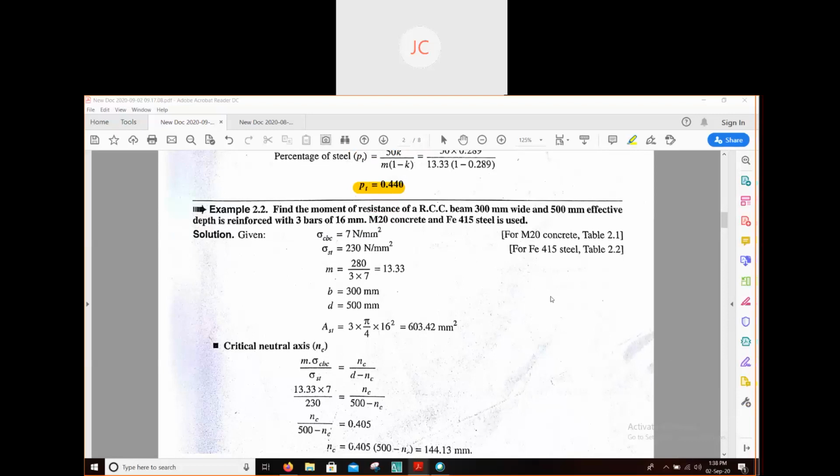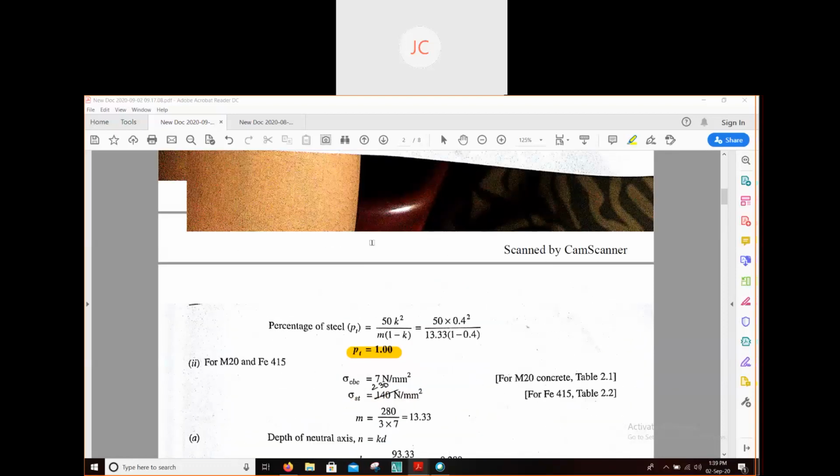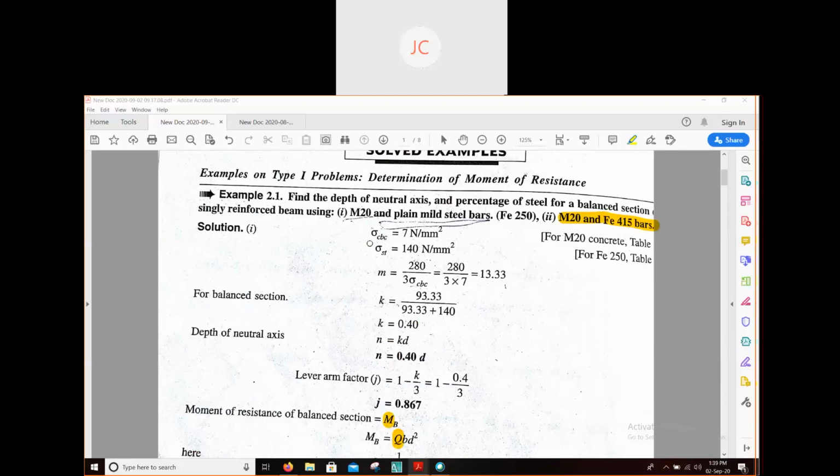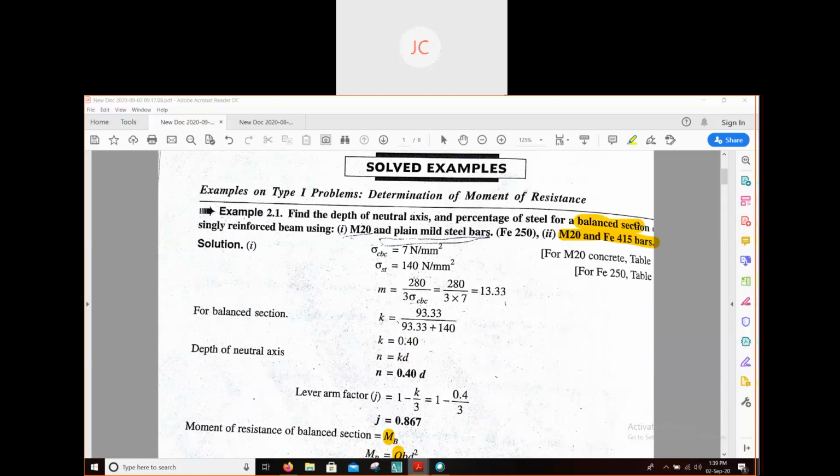Okay, in this question, what is the difference between the previous question and this question? In this question, it is not mentioned what the type of section is, whether it is a balanced section, an under reinforced section, or an over reinforced section. Nothing is mentioned. But in the first question, it was directly mentioned that it is a balanced section. So before solving the numerical, you understood that we have to use the equation for a balanced section.